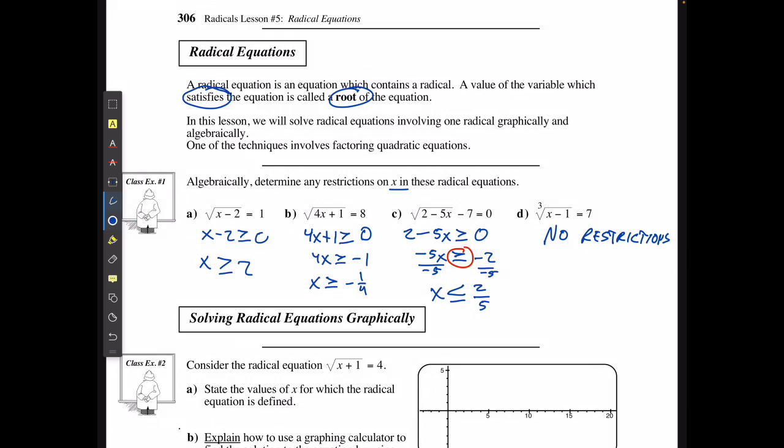Why is that? Well, you can take the cube root of a positive or a negative number. So because you can take a cube root of a negative, that's possible as well. There isn't any limitations.